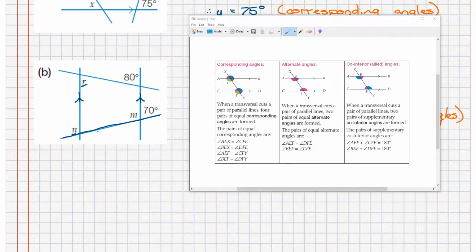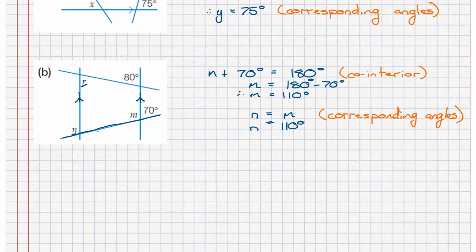Now looking at the arrangement of r and 80, we have a similar arrangement in terms of alternate angles here. So look at the purple, and then the purple flipping over to the other side, so opposite. So what we've got going here is r and 80, they're in a relationship of alternate angles. So what we can see is the value of r is in fact equal to 80 degrees, for alternate angles. So nothing too tricky there. So that is B complete.